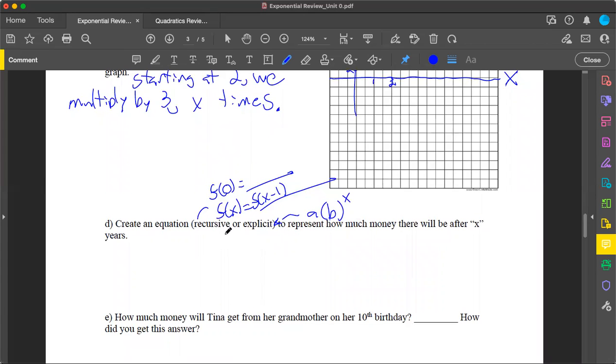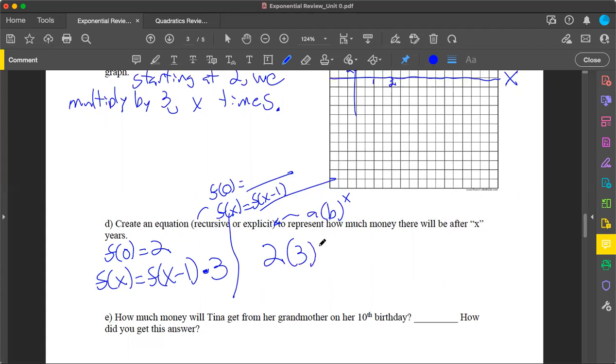So let's say that for the recursive, we are starting at year 0 with $2. Tina's such a lucky person. And then we keep taking our previous and we just keep multiplying by 3. So that's our recursive. And then for the explicit, you could say starting at 2, keep multiplying by 3, x times.